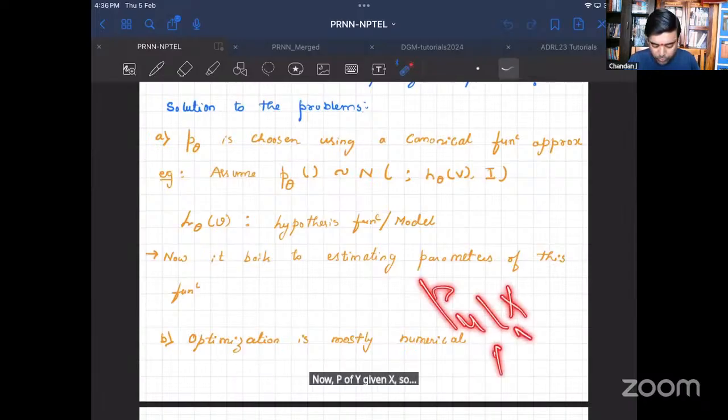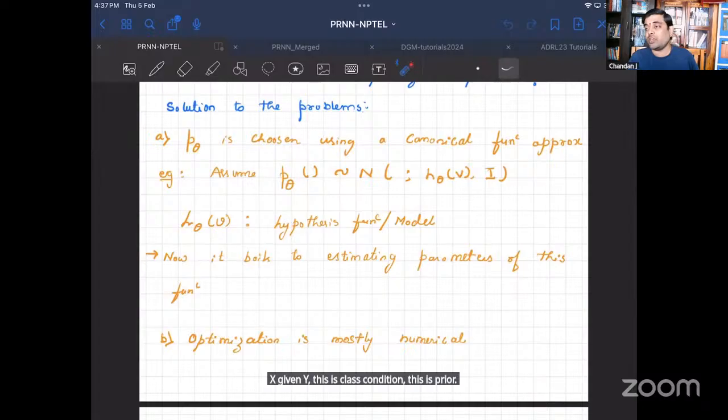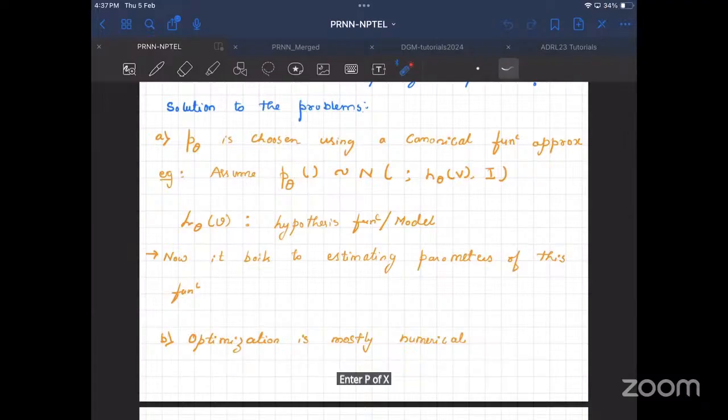Now P of y given x, we split it into P of x given y times P of y. This is the class conditional, and this is the prior. Then we assume a form for the class conditional and proceed. And sir, P of x given y is easier to compute, that's why we divided it in that form?